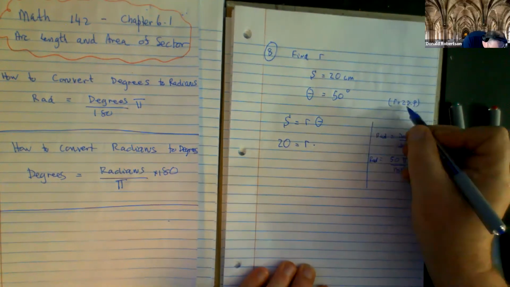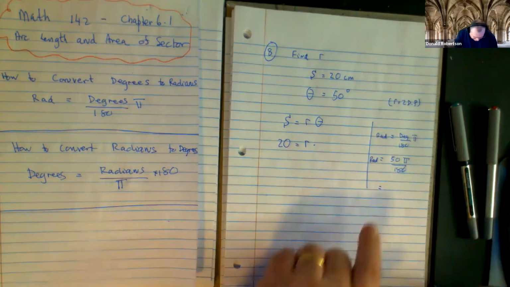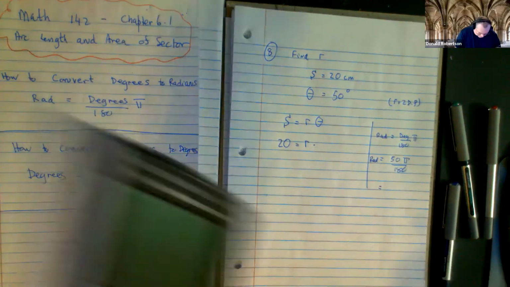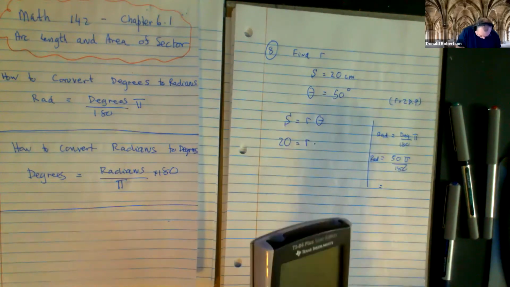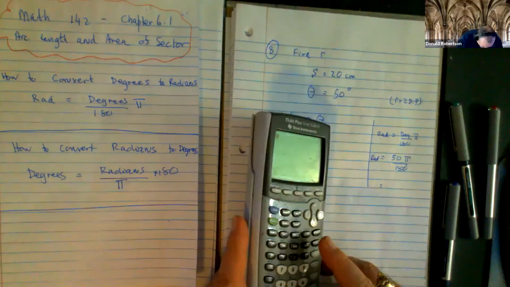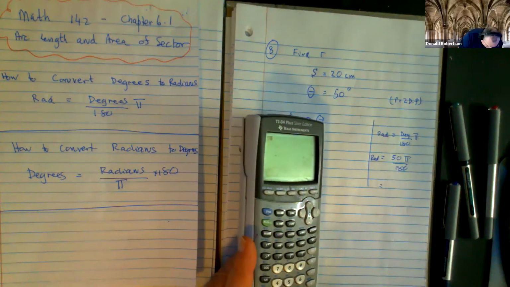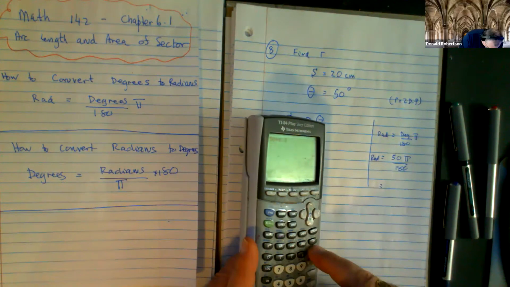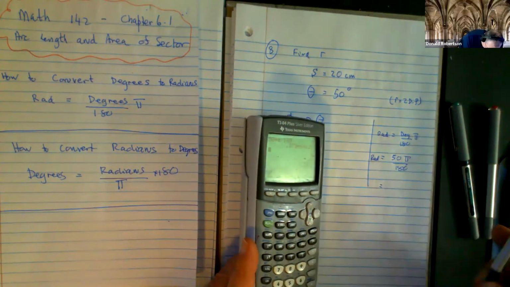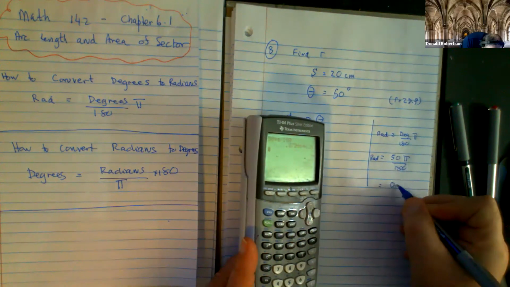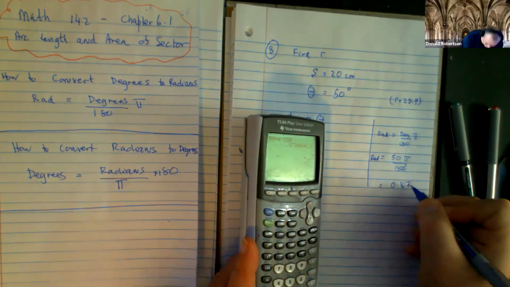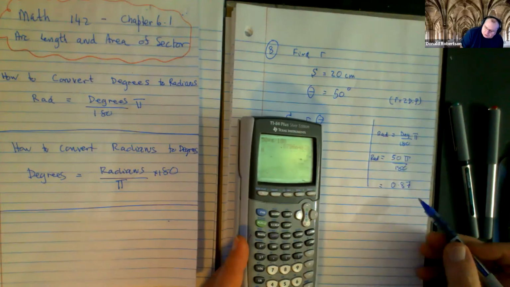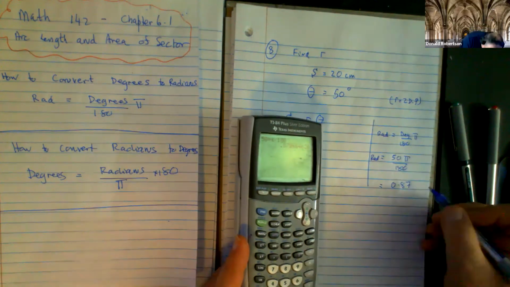Now, since they want the answer to 2 decimal places, I'm not going to turn that into a fraction, which is what I would typically do. Since they want the answer in 2 decimal places, there's no point in doing that extra work. So here is 50 times pi divided by 180. And the answer is 0.87. And you might think, that's it. They want 2 decimal places, so I only need this to 2. Don't.